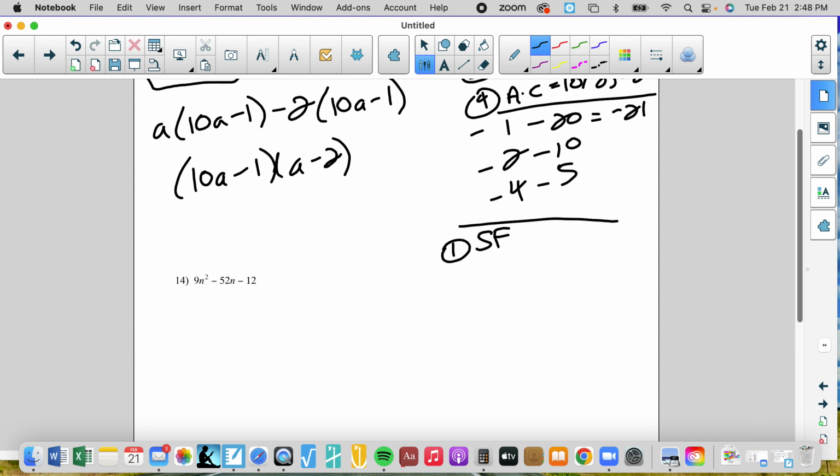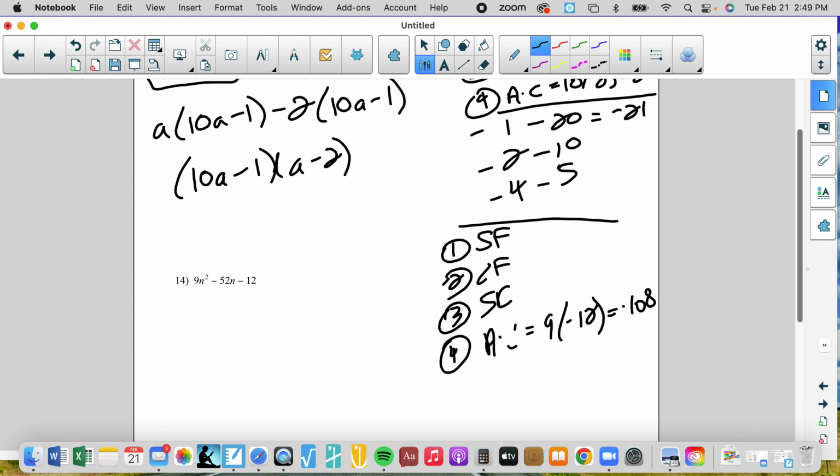Standard form, yes. Common factor, 52. 5 plus 2 is 7. Nope, 3 doesn't go into 7, so 3 doesn't go into 52. Special case, 9 is a perfect square, but 12 is not. Also close. Both of those were pretty close. A times C, 9 times negative 12, negative 108.